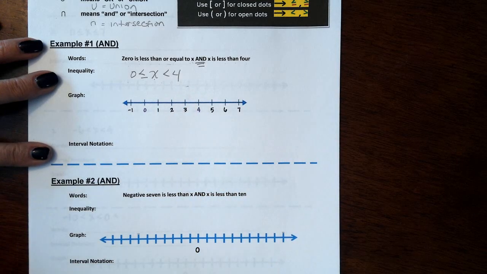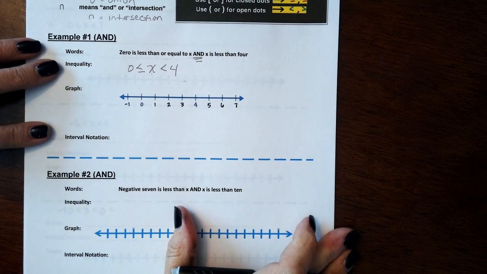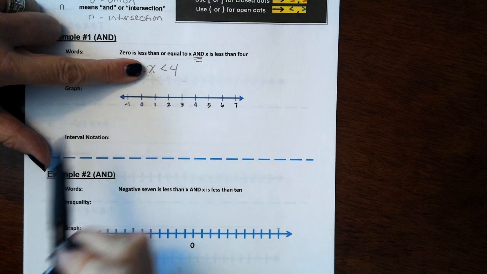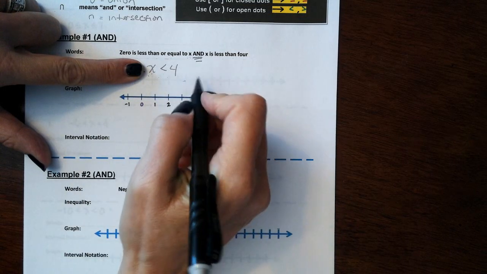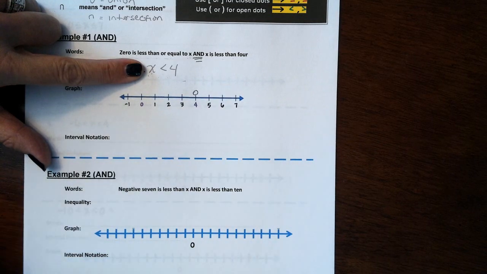Okay? And then if we graph it on the number line, the way I tell kids to graph these on the number line is do it in pieces. In other words, this is just a basic inequality. x is less than 4. So I'm going to graph that. x is less than, which is an open circle, 4.